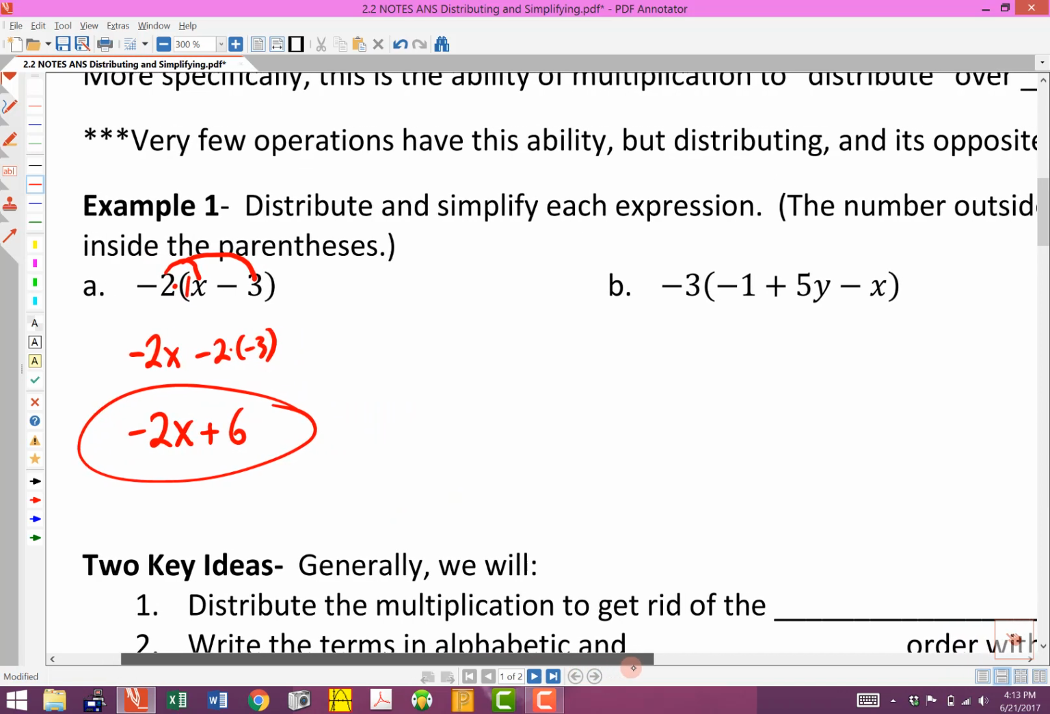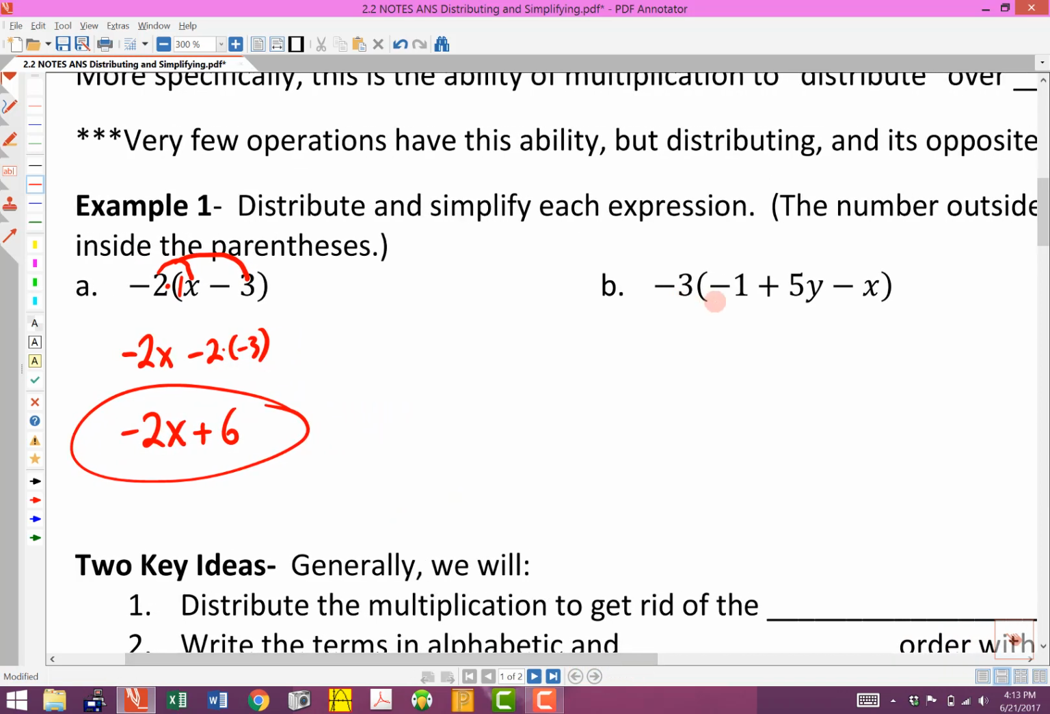So we're going to take a look at this next one right here. We're going to do the same thing here. This number on the outside gets its turn being multiplied by every single one of those. And I would write those lines there so that you don't forget. We've got 3 terms inside the parentheses, so we're going to have negative 3 times negative 1. We're going to have that negative 3 times 5. I'm not going to write that positive, because if I don't write it, it's just assumed that it's a positive 5. And then I've got negative 3 times negative x.